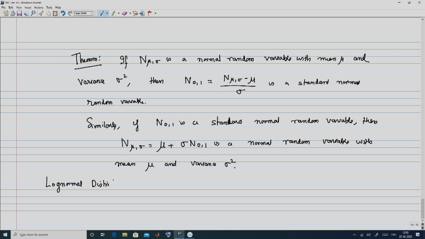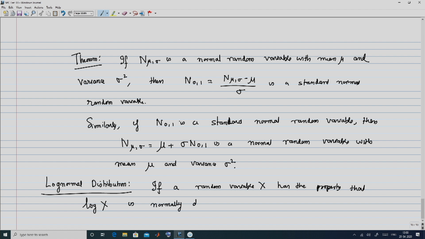Okay, so just to wind up this discussion on the normal distribution, I will briefly mention what a log normal distribution is. This is something that we are going to revisit when we talk about asset pricing. So, I will just introduce the definition. If a random variable x has the property that log x, and here log x means with respect to base e, is normally distributed, then the random variable x is said to have a log normal distribution.